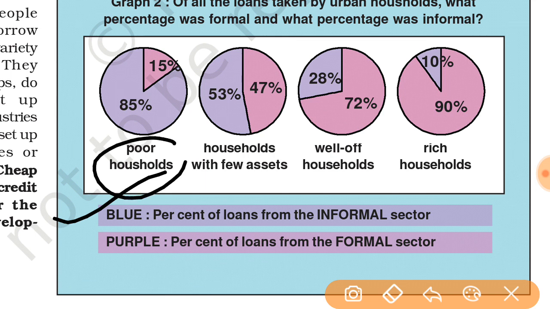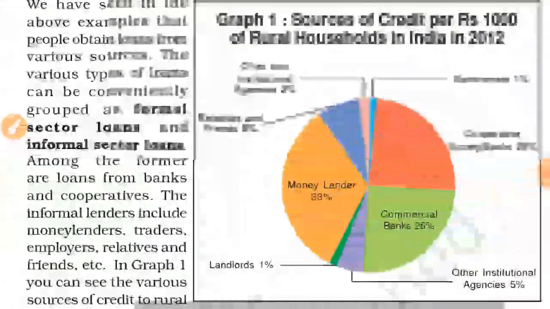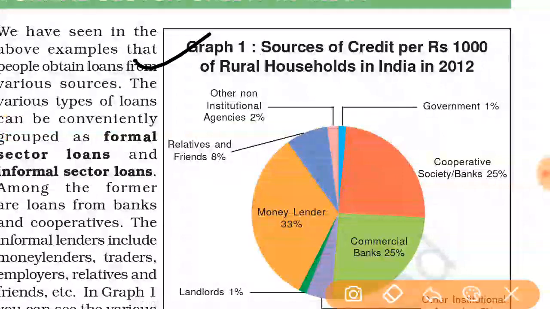Here see, in the poor household, 15% of loans are from the formal sector, but 85% of loans are from the informal sector. In this way, see this one and this one, you will understand the difference in loans from the informal and formal sources in urban areas. And here we have already discussed another picture. This is the sources of credit of rural household.